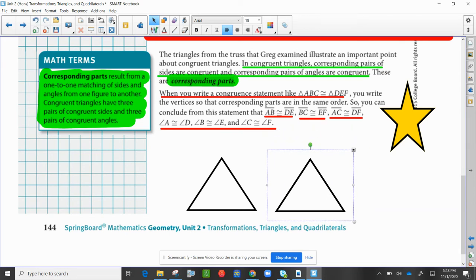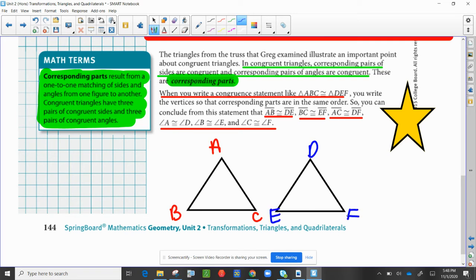Okay, the order that you write this congruent statement in really matters here. So if I call this triangle ABC, and they tell you that these triangles are congruent, then I need to label D, E, F in the exact same order. So D, E, F. You write it so that the vertices of the corresponding parts are in the same order. And you do this so we can conclude the following statement.